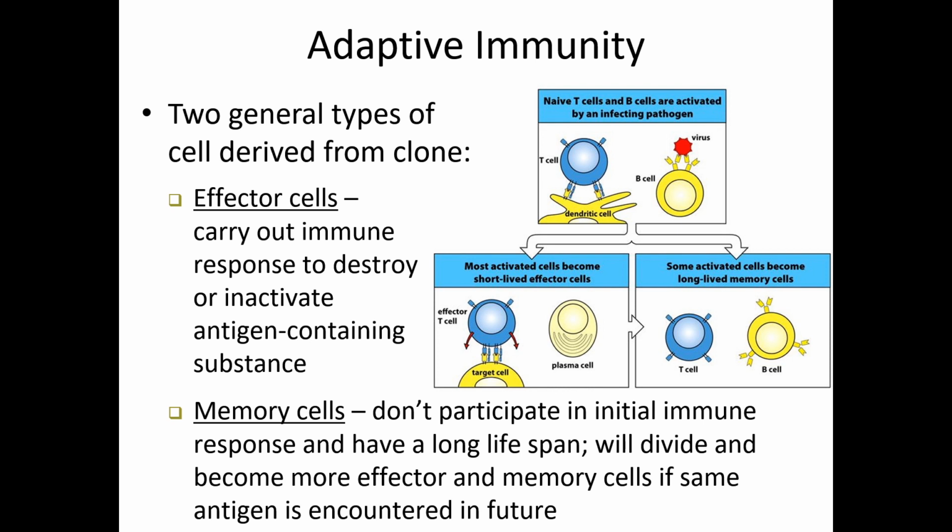And they stick around so that if you encounter the exact same thing in the future, the same antigen, now the memory cells will divide and produce a whole bunch of effector cells to now help fight off that pathogen very quickly in the future. And more memory cells will be made to, again, have that lasting protection. So memory cells are what provides you with lasting immunity. If you don't have memory cells, you do not have lasting immunity.